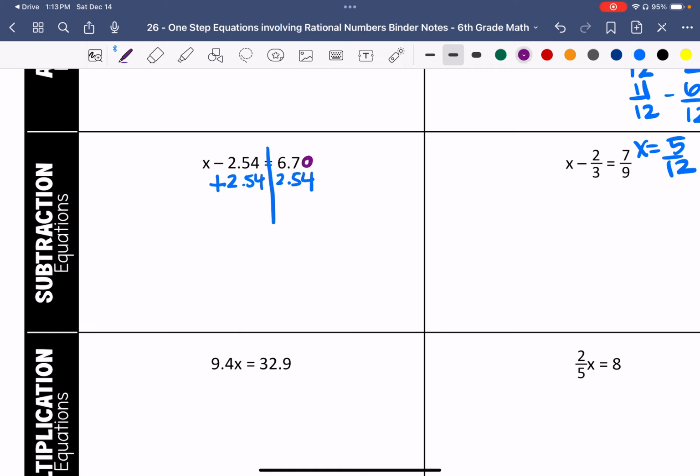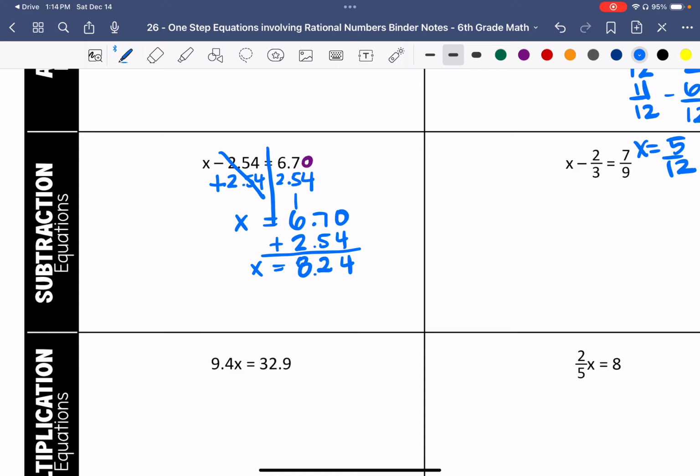I'll add a 0. You don't have to add a 0 as a placeholder. It's not a teaching method. I just think it helps kids. So this would be 0 plus 4 is 4. 12, 7, 8.